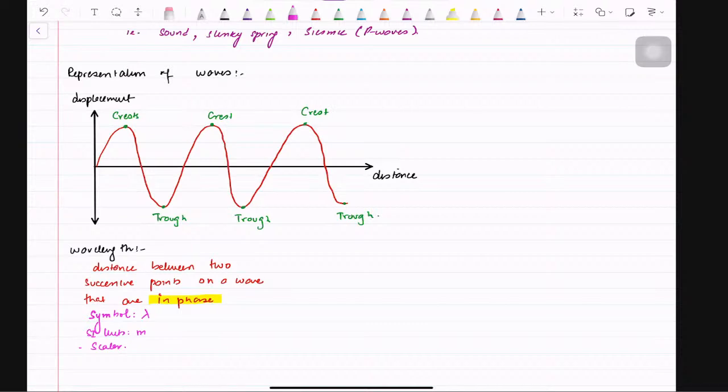So between a crest and a crest, if you try to find the length, that is 1 lambda. Between trough and a trough, this is also 1 lambda. And if you could just go through one whole crest and one whole trough, that's also the same distance as lambda. Okay.